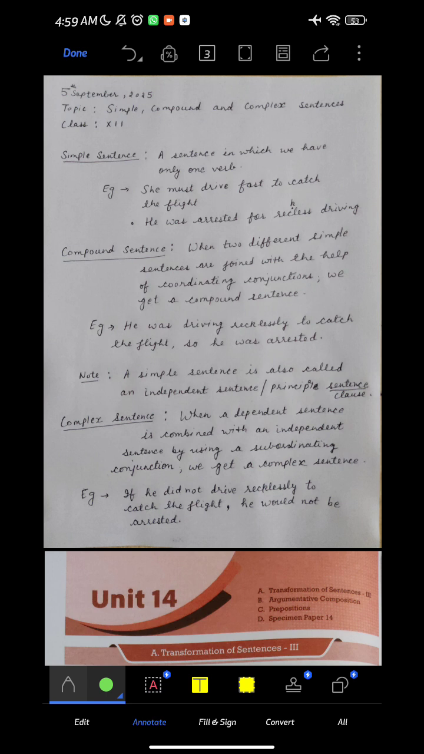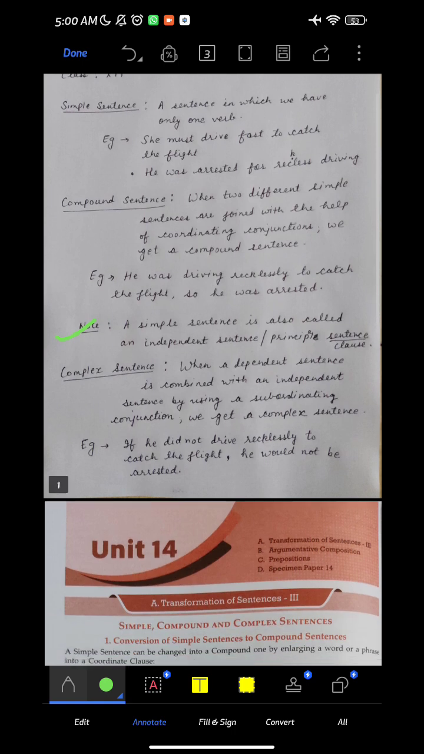So here is one note for you students. A simple sentence is also called an independent sentence or a principal sentence or clause. It has other names also, such as main clause. That is a separate topic, so I will not go into detail. This is just for your understanding, so in case I use these words, you can understand better. The third type we have is complex sentences.